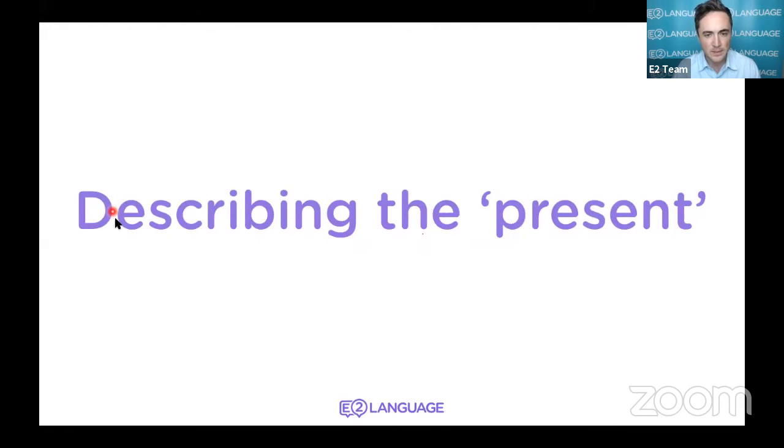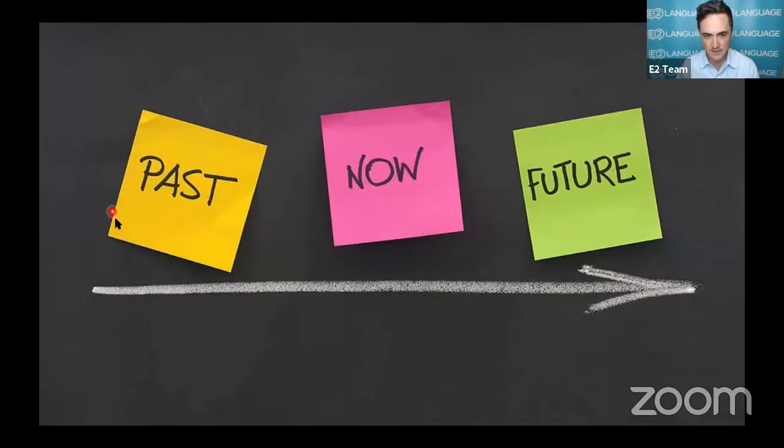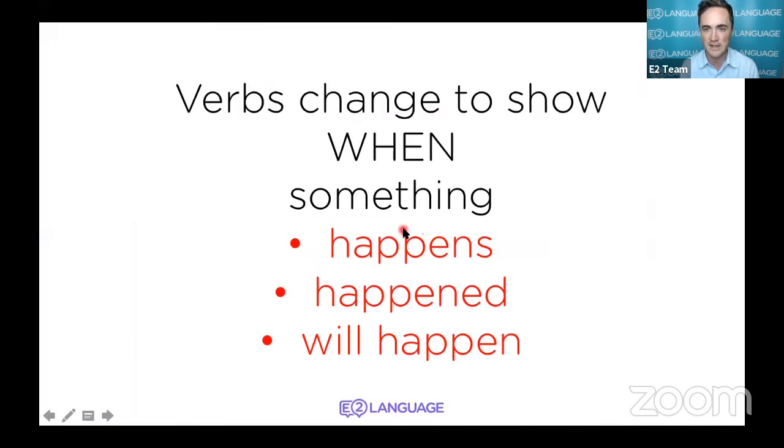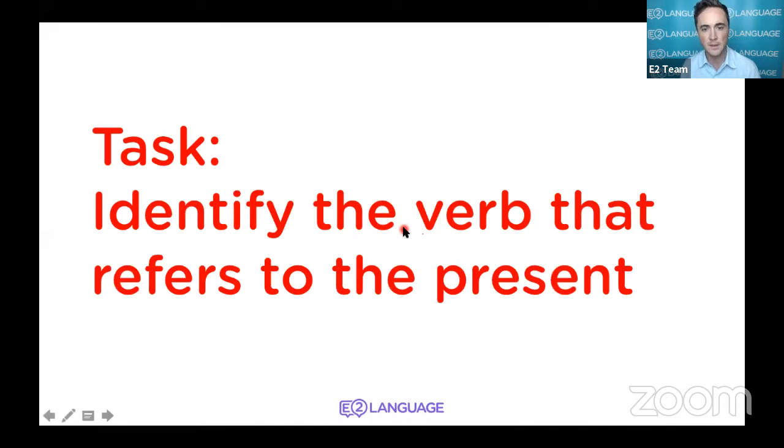Today, we're going to talk about describing the present. Okay, let's go back. We're going to talk about this one here. How to describe this one here. We're going to save this for next week and this one the week after. In this lesson, we're going to look at describing things in the present as they are, right? So here's a task. I want you to identify the verb that refers to the present.